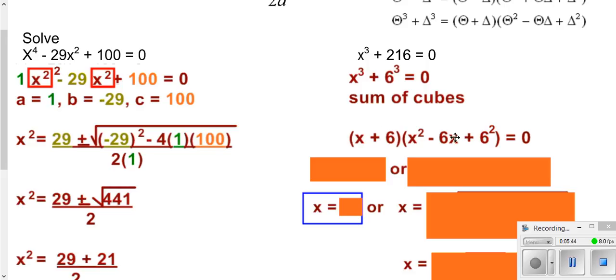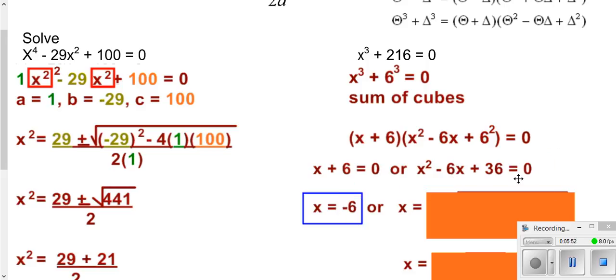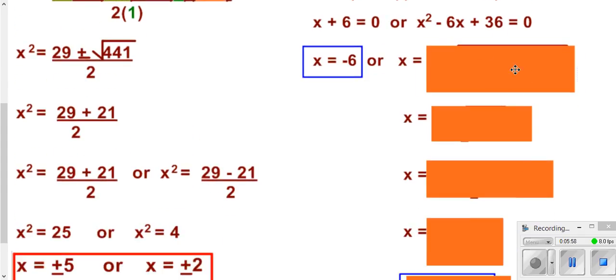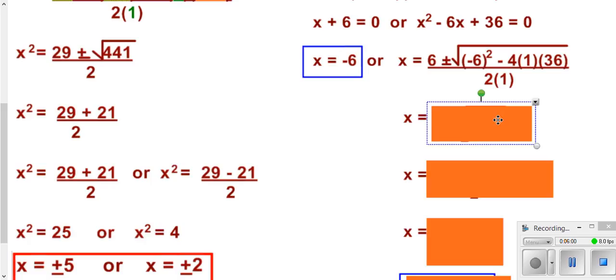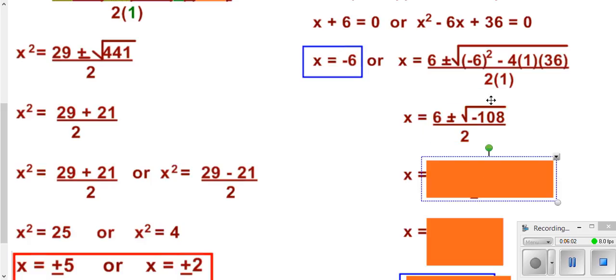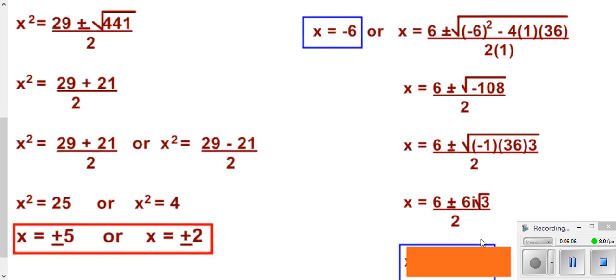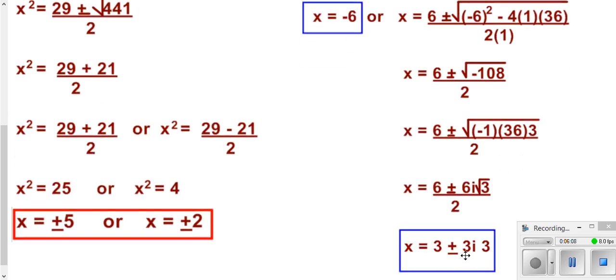Now we have two things multiplied together to give us 0, so we can set the first factor equal to 0, and we get negative 6. Set the second factor equal to 0. Oh, well, that's just quadratic, so we could use our quadratic formula to solve that. So we use our quadratic formula, we work it down, we get a negative on the inside, which means we're going to have i's in our answer, and we get this. So we get 2 answers here.